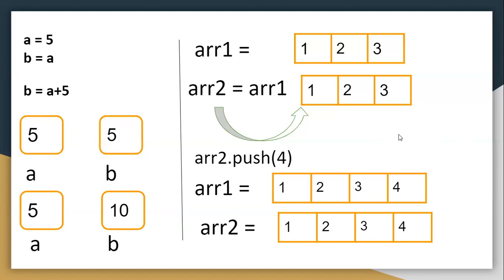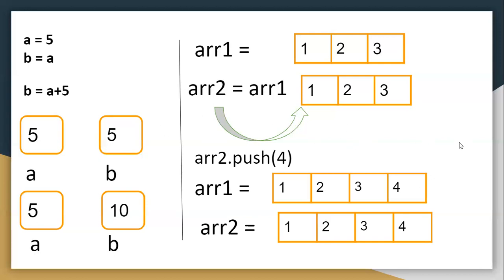So if both are sharing the same location, through any of them, for example array 1 or array 2, if I change some value inside the array, the changes reflect in both arrays, because they share the same location, and at the same location we have the array. Okay, so this is all about call by value and call by reference.